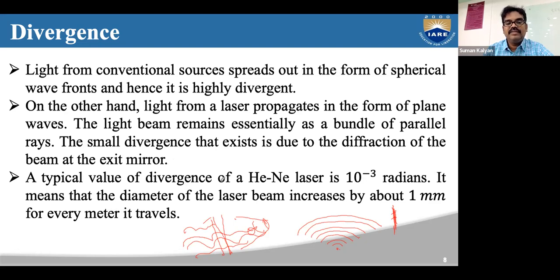A typical value of divergence of a helium neon laser is 10 power minus 3 radians. You can imagine how small this angle is. That is 0.001 radians. One degree is pi by 180 radians. If you convert it, you can imagine how small it is; it will not be even this much distance. Even I cannot draw this. But the divergence value of this helium neon laser is 10 power minus 3.